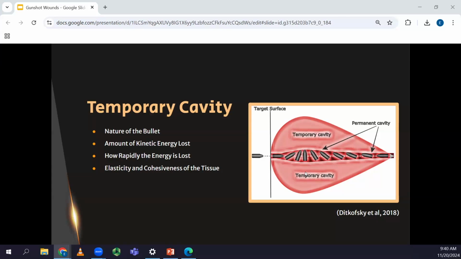Handguns, for the most part, tend to go right in. They create a small permanent cavity, and the temporary cavity is usually really non-existent. However, rifles, specifically those used for hunting, are designed to expand. So they actually create very large temporary cavities and could cause a great deal of damage. So we have to consider that.